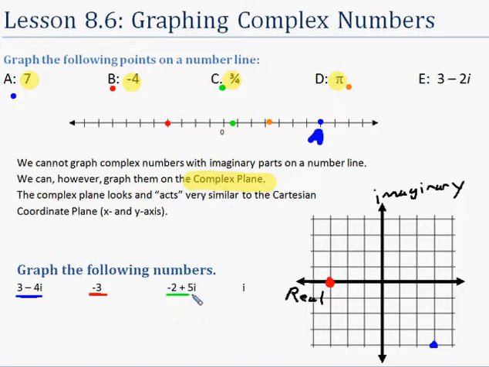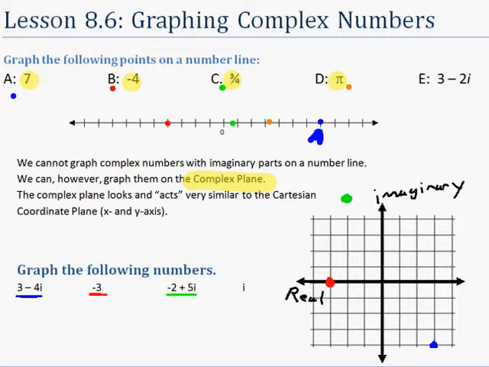-2 plus 5i. The real part's -2, so we go back 2 and a plus 5i. So that means we go up 5, 1, 2, 3, 4, and 5. A little bit off our graph there. We can estimate there. So that's our -2 plus 5i.